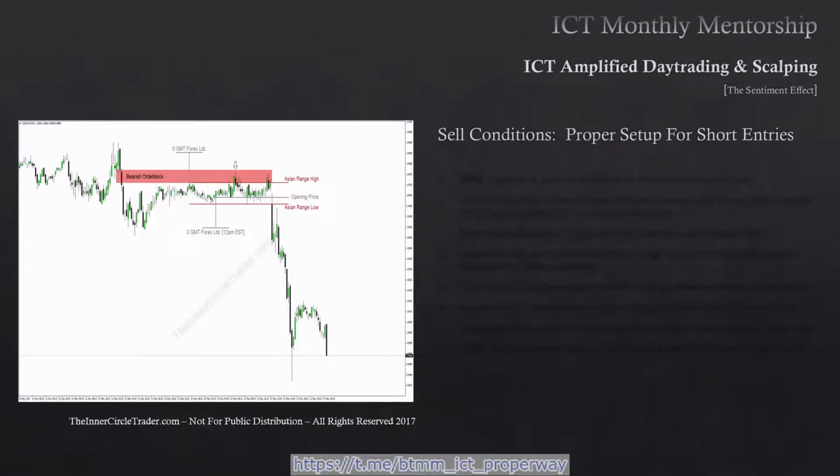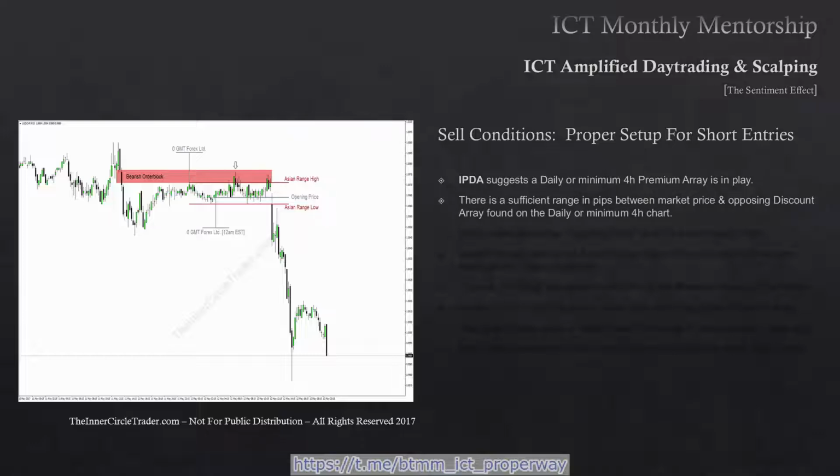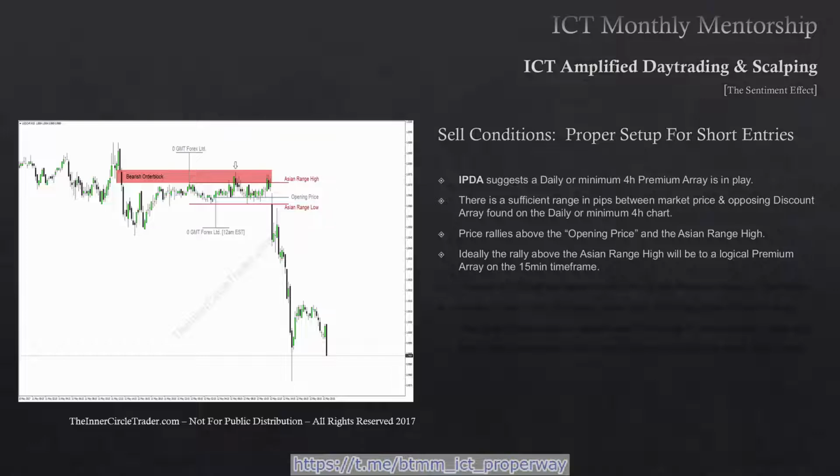Sell conditions, proper setup for short entries. Again, IPTA suggests a daily and or minimum 4-hour premium array is in play. There's a sufficient range in pips between the market price and opposing discount array found on the daily and or minimum 4-hour chart. Price rallies above the opening price in midnight New York candle and the Asian range high. Ideally, the rally above the Asian range high will be to a logical premium array on the 15-minute time frame.